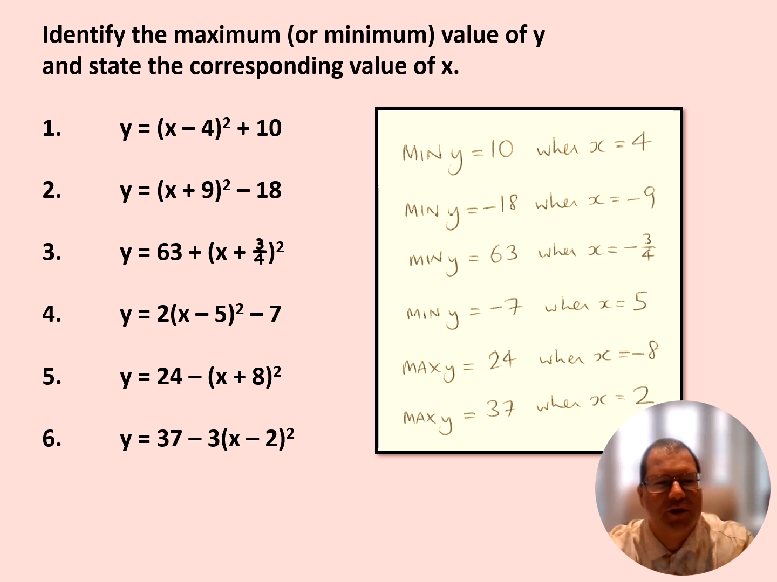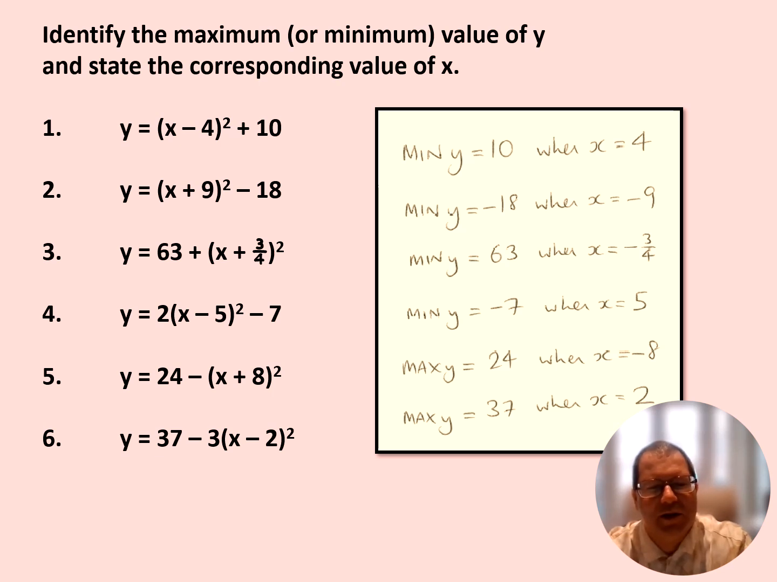Okay, so here are some more examples where we've been asked to identify the maximum or minimum value of y and state the corresponding value of x. For the first 4 examples, they all have a positive x squared term, so these are all going to be minimums. So in number 1, the smallest value of x minus 4 squared is 0 when x is 4, and hence the minimum value of y is going to be 10. For number 2, we need x to be -9 to make the bracket 0. And that gives us a minimum value of y of -18.